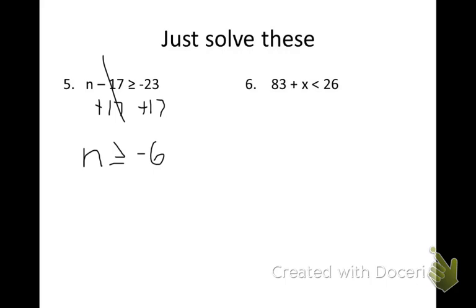Over here, I would subtract 83 from both sides. Those cancel. X is less than, and then when I subtract 83 and 26, because the signs are opposite, that's going to give me 57. And then I have my answer for that. So those, it doesn't ask me to graph them, and I'm done.